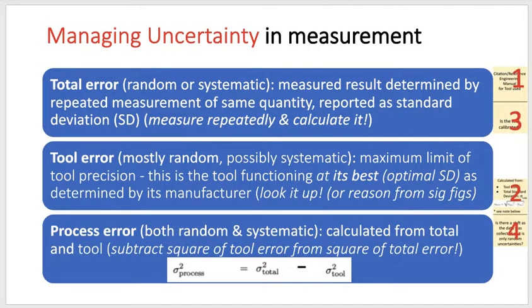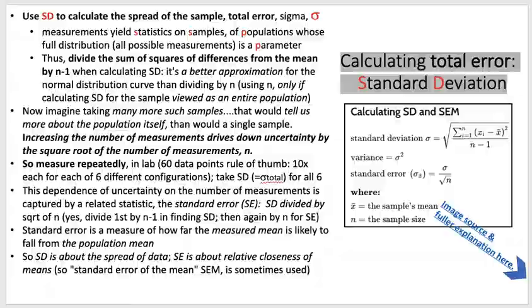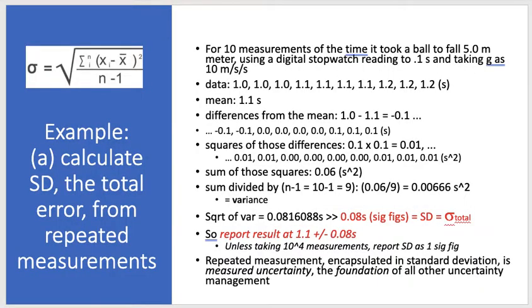And we pull out process error from the total error by subtracting the tool error from the total error in quadrature according to this formula. And most of you have seen this before. How do you calculate the standard deviation? I'm not going to go through this. These days, it's a command in a spreadsheet most of the time. It's worth walking through this, but probably not worth your listening to me walk you through it.